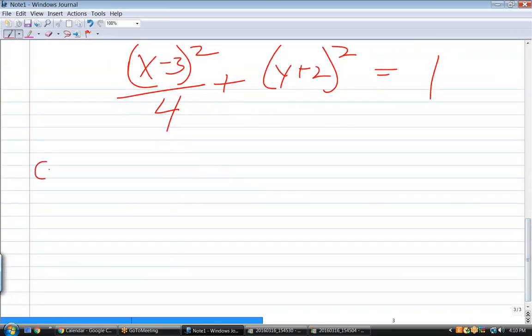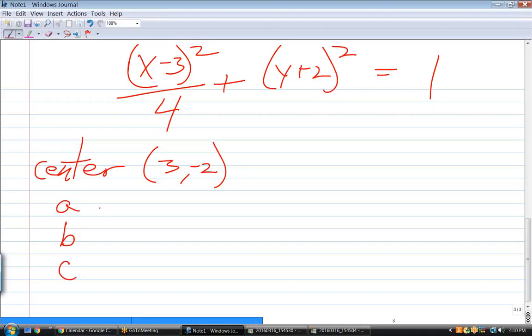Tell me where the center is. It's 3, negative 2. Tell me what A is. A is 2. What's B? B is just 1. Correct. Which makes C what? Square root of 3. Good. Now I have everything I need to graph it.